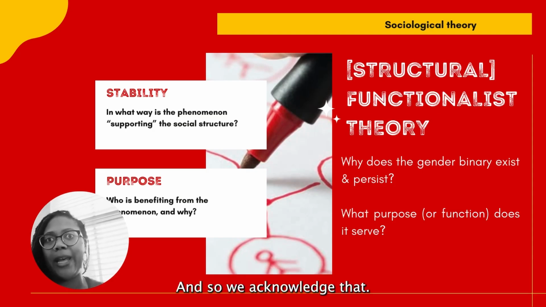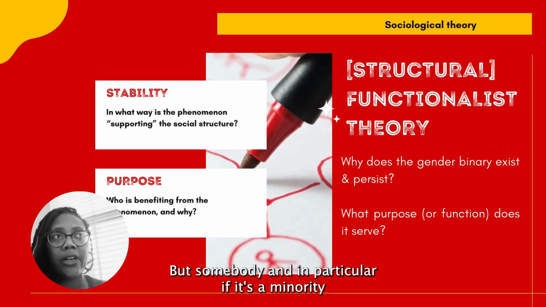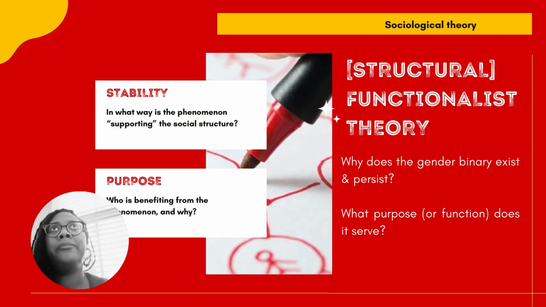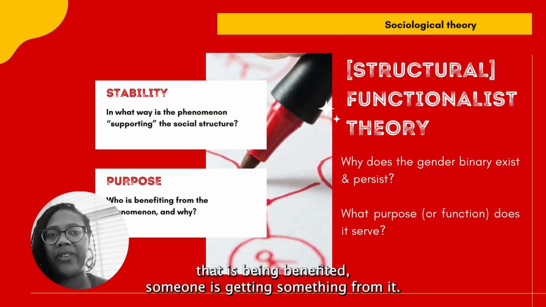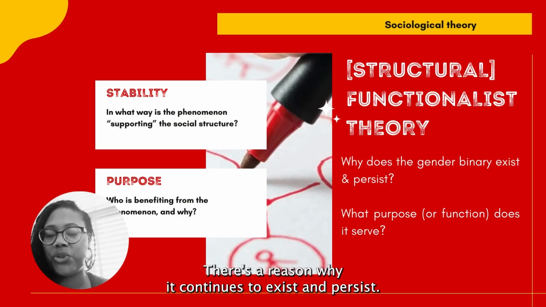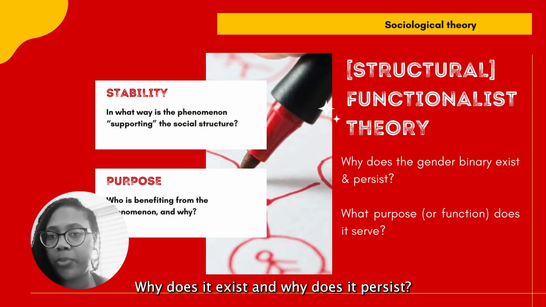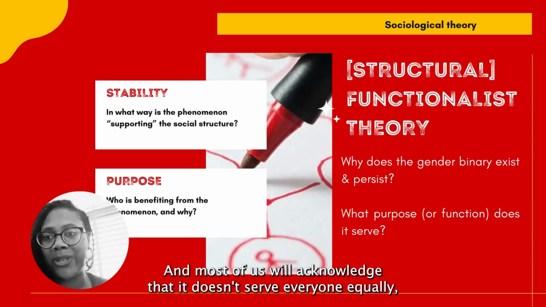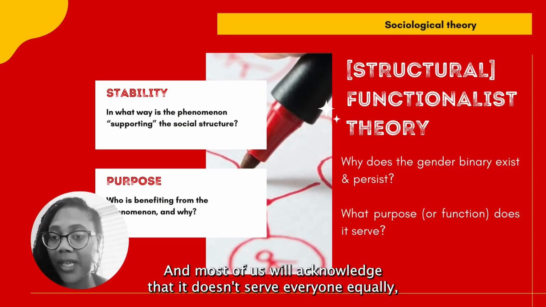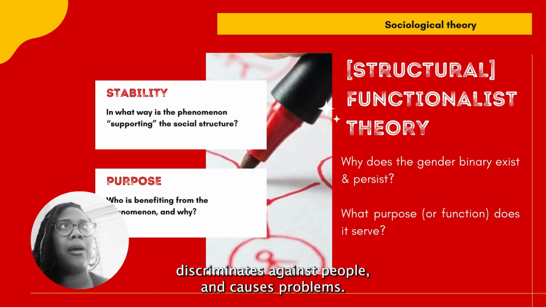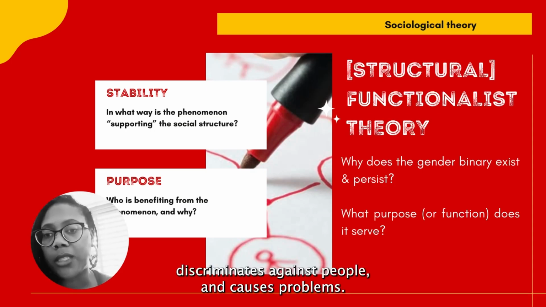And so we acknowledge that. But if it's a minority, a small numerical proportion of society, that is being benefited, someone is getting something from it, right? There's a reason why it continues to exist and persist. And so we're going to ask the questions here with the gender binary: why does it exist, and why does it persist? Right? And most of us will acknowledge that it doesn't serve everyone equally, this binary, right? That it leaves out people, and it discriminates against people, and causes problems.